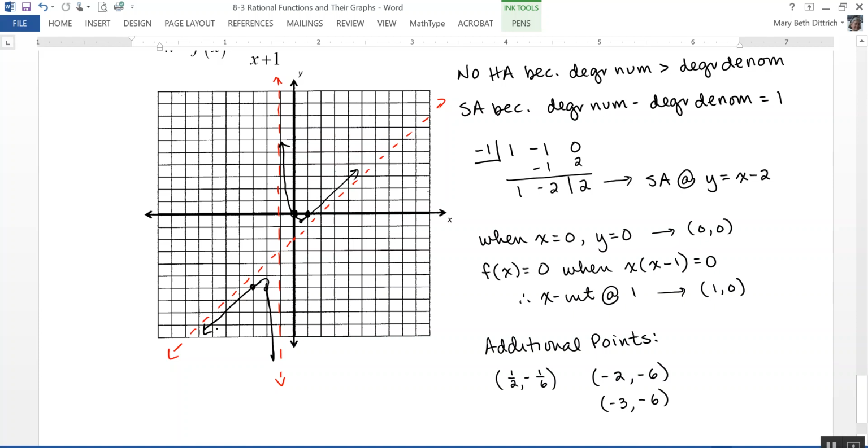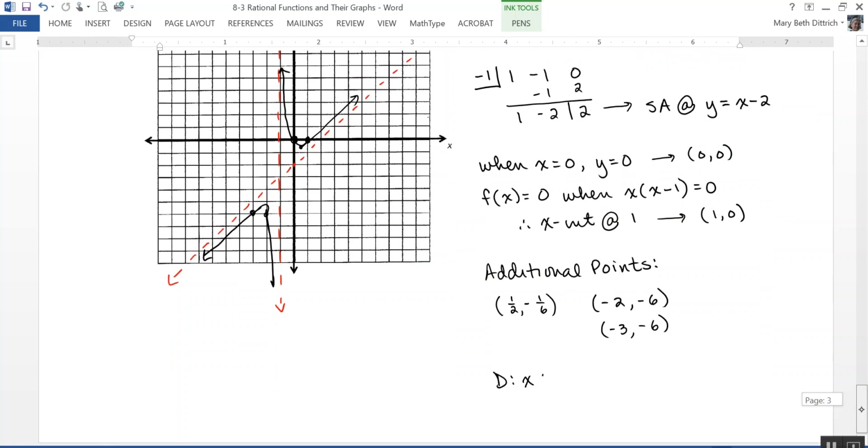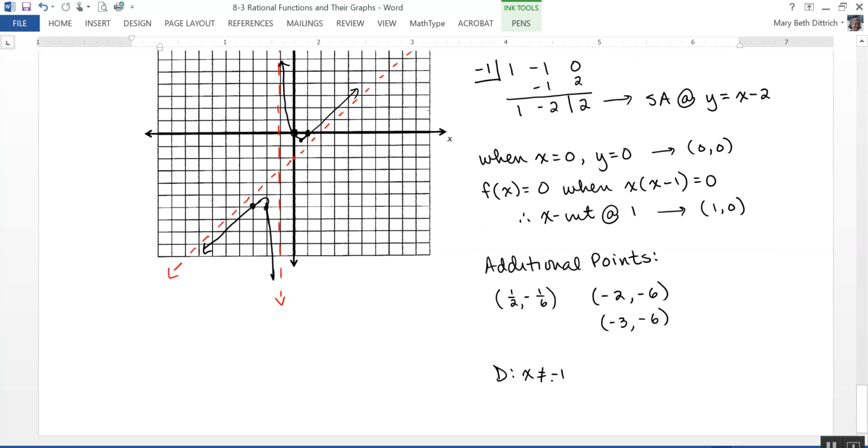Okay. Oh, and then my domain is, I think I wrote my domain down here. Here we go. X is not equal to -1 because that's the value that would make the denominator 0.